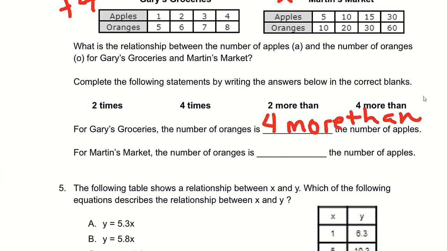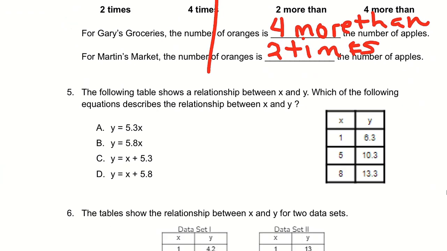For Martin's, we were at times 5, so that number of oranges is 2 times. Good golly, that 5 is just going to haunt me. 2 times. Miss O's stuck on the 5. All right. I believe on your test that's a drag and drop, so you would drag the correct thing into the blank. Okay. I'm going to say times 5 every time now.